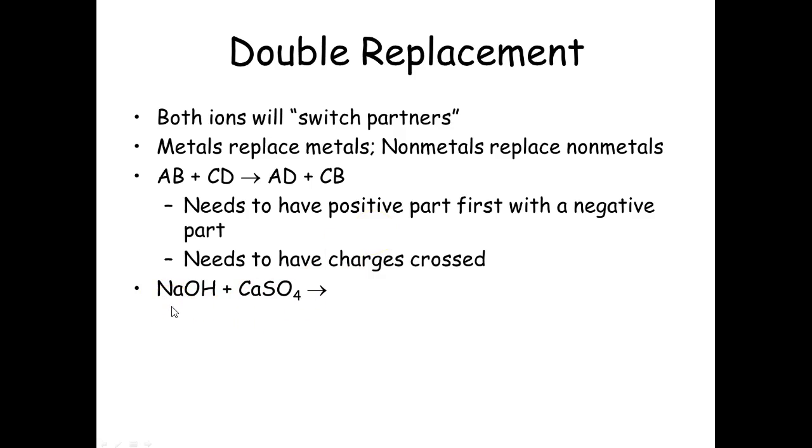So here's an example, NaOH and CaSO4. So we know from our model that the Na is going to combine with the SO4 and our Ca is going to combine with the OH. But we also need to look up the charges on the Na, the OH, the Ca, and the SO4 and then cross the charges. So Na and SO4, Na is a +1, SO4 is a -2, so we would have to write it Na2SO4. And then the OH is -1 and the Ca is +2. So when we crisscross it, we're going to get Ca(OH)2. So that's how you do a double replacement or double displacement, predicting the products.